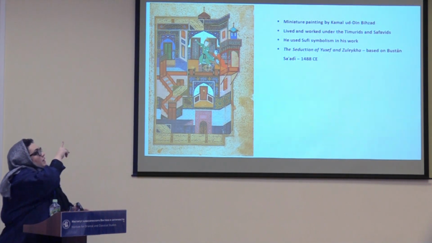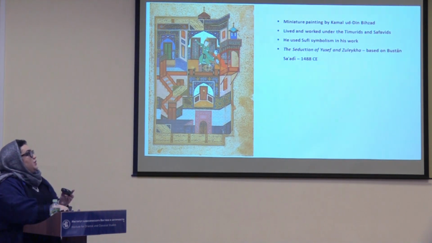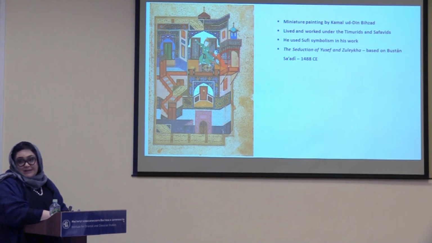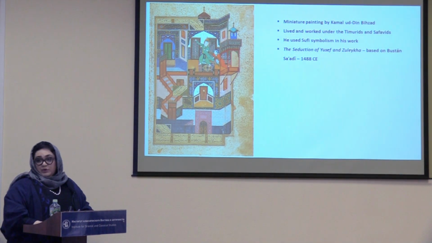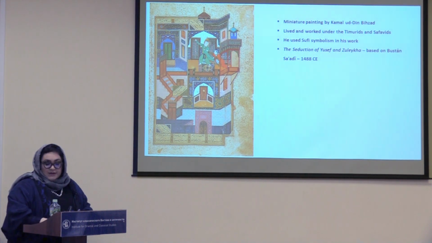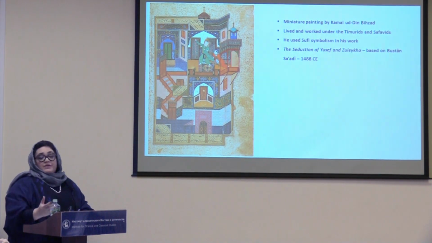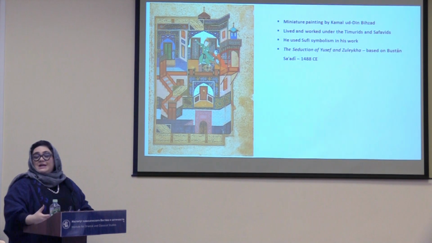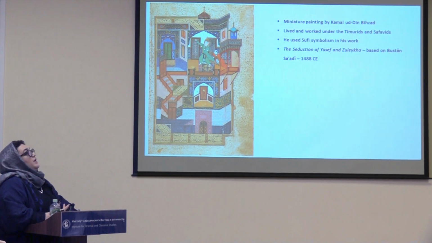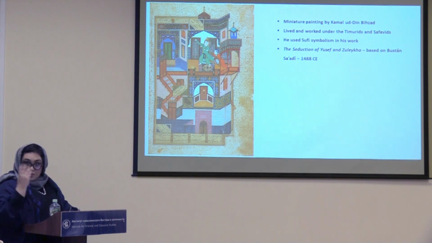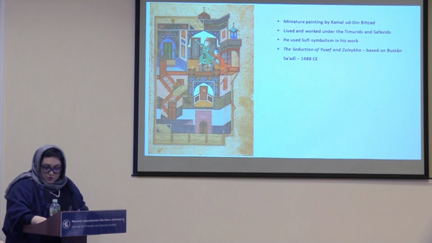You see the two figures. Now, this miniature painting was done in 1488. It's called The Seduction of Yusuf and Zulaykha. It's done during the Taymurid period, not the Safavid period. And the story of the seduction of Yusuf and Zulaykha is based on Quranic verses. This version is based on the version of Bustan Sa'di. You all know Sa'di very well, I'm sure.